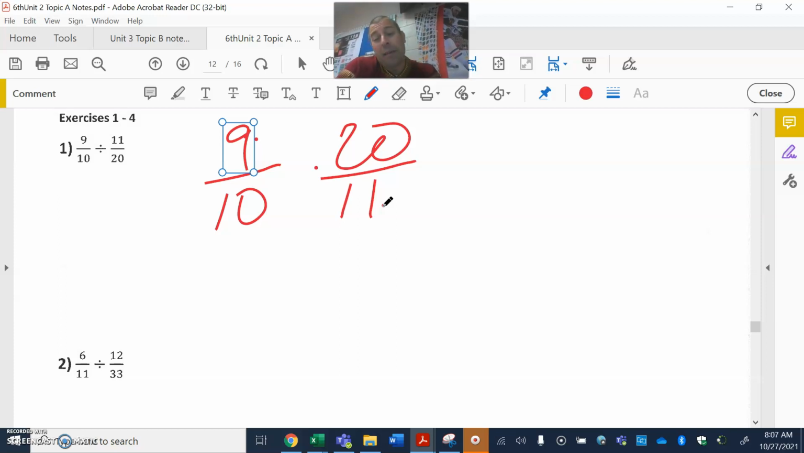So we can divide them both by a 10. All right? So 10 divided by 10 is a 1. 20 divided by 10 is a 2. Let's multiply across. 9 times 2, 18. 1 times 11 is 11. No more to simplify. Normally when you catch all your cross division, there's no simplifying.